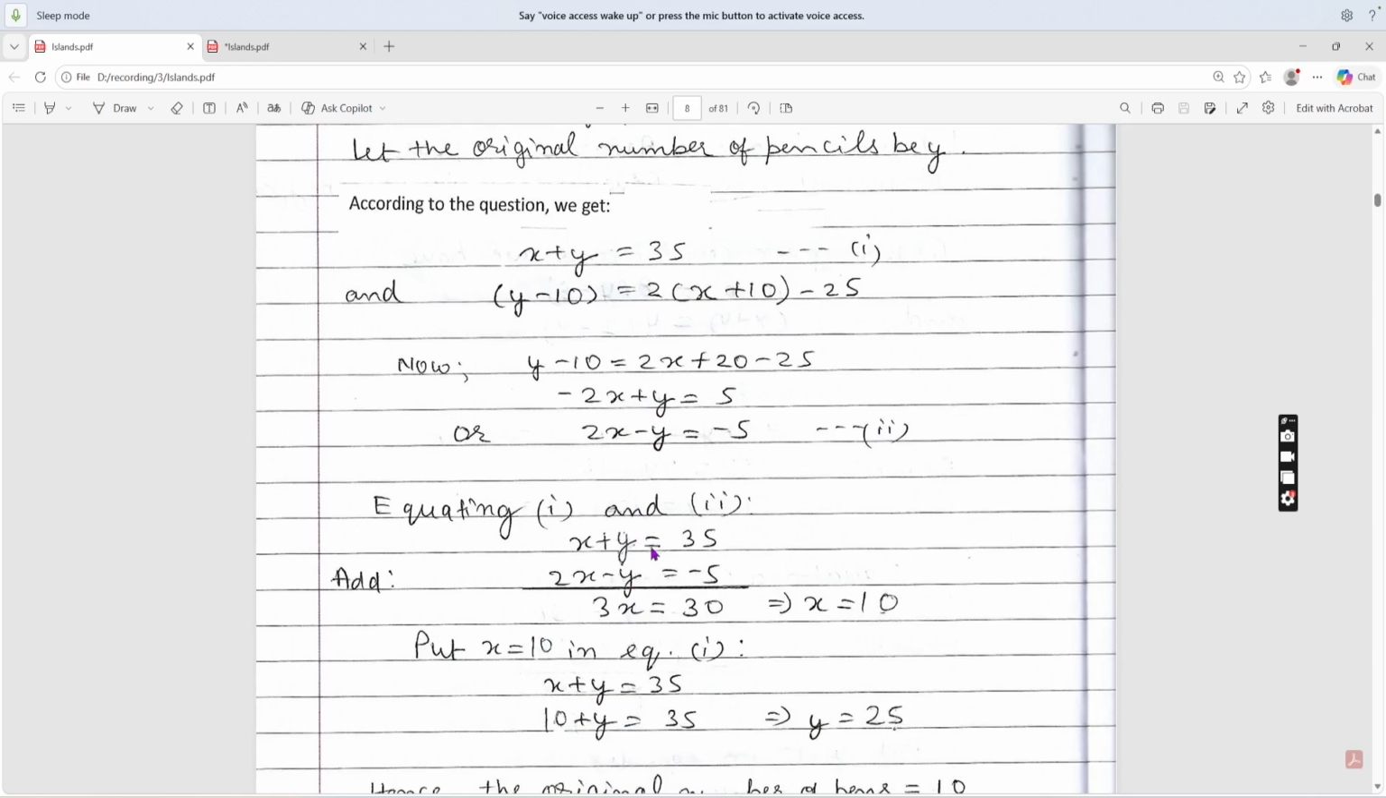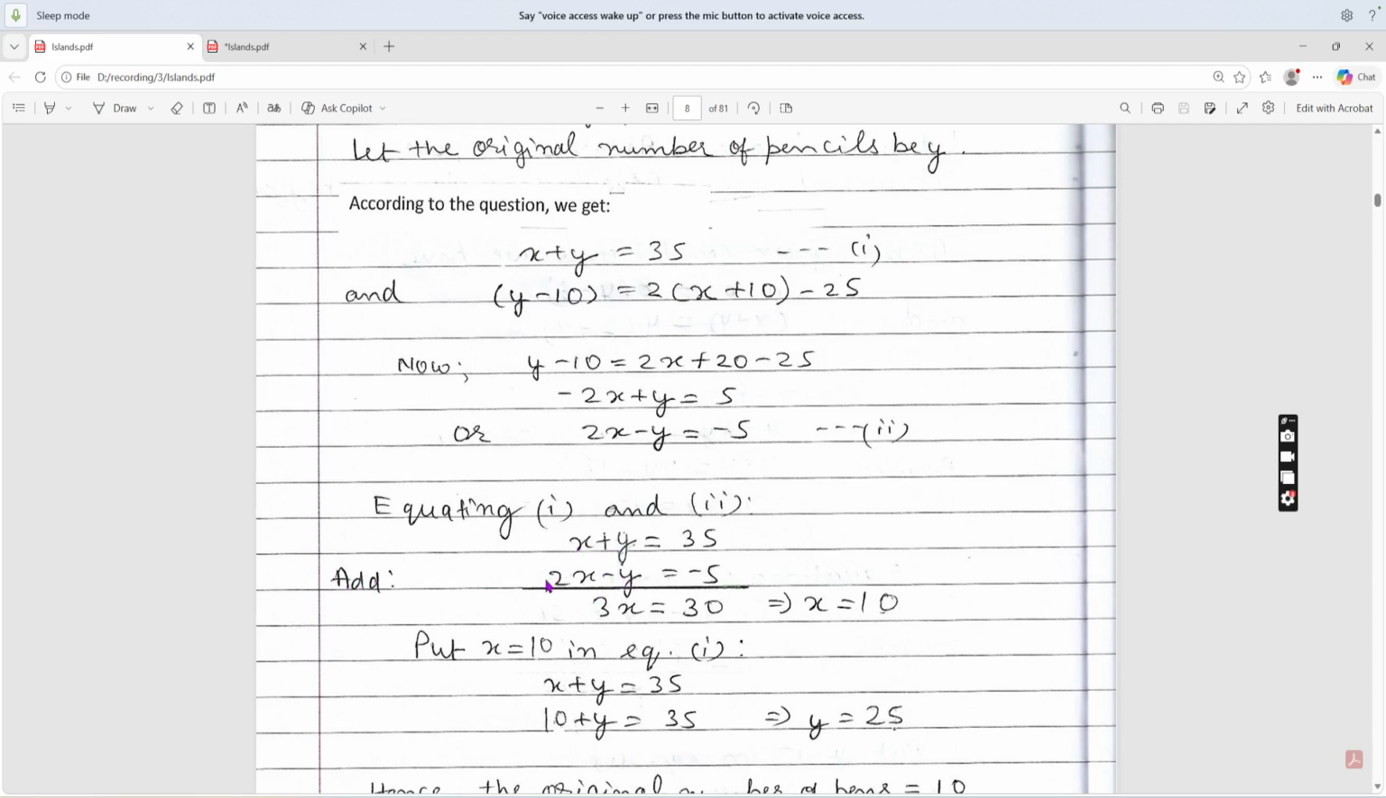Now again we are going to solve it by the elimination method for linear equations in two variables. x plus y is equal to 35, 2x minus y is equal to minus 5. Now just see, the coefficient of y is plus 1 here, and the coefficient of y is minus 1 here. If we ignore plus and minus, we observe that in magnitude the coefficient is the same, that is 1 and 1. But as the signs are opposite, we are going to add the equations. If the signs are the same, we are going to subtract. When we add, no sign would be inverted.